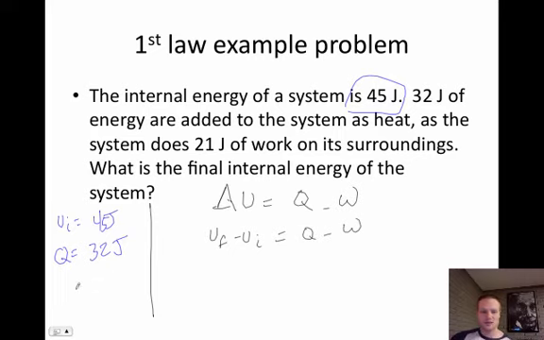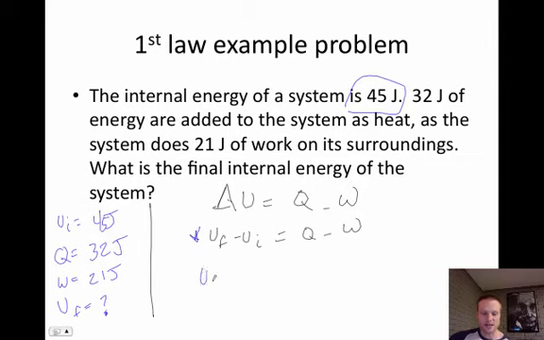And the system does 21 joules of work. So my W is 21 joules of work. What is the final internal energy of the system? And that could be represented as UF. Right? So what's the final energy of the system? This becomes a relatively simple problem because I'm just plugging these numbers into this equation right here and trying to figure out UF.